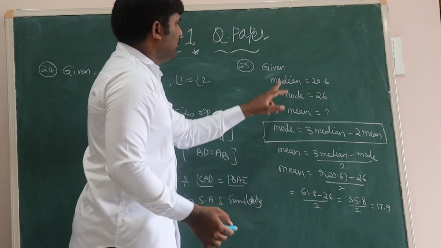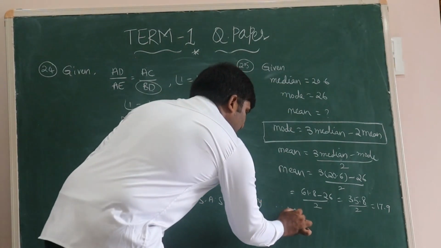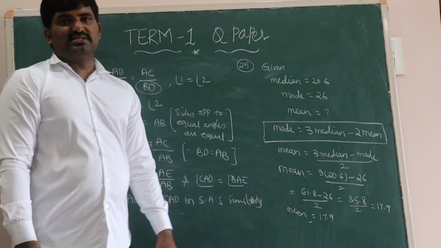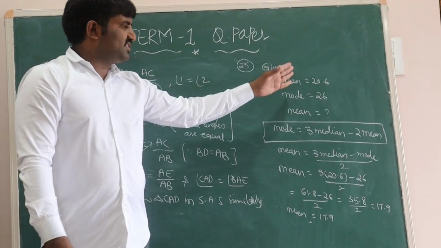Now write the conclusion. Therefore, what is the required mean? The mean of the given data is 17.9. Units are not required because they are already in the question.